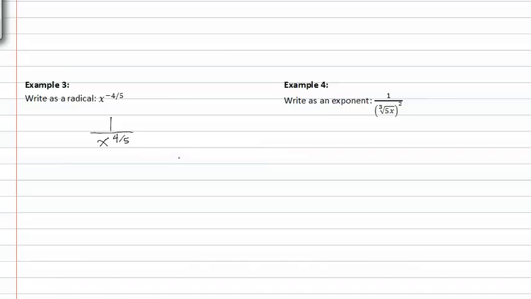Now that we have 1/(x^4/5), we can rewrite this whole thing in the denominator as a radical. 1/(5)(x^4). You could also write this as 1/(5)(x) all raised to the 4th. It means the same thing.